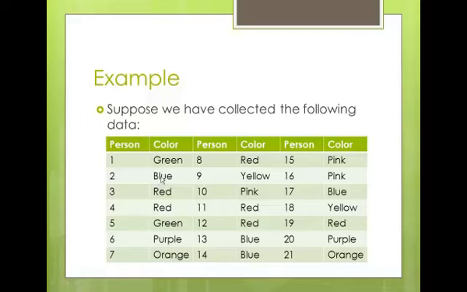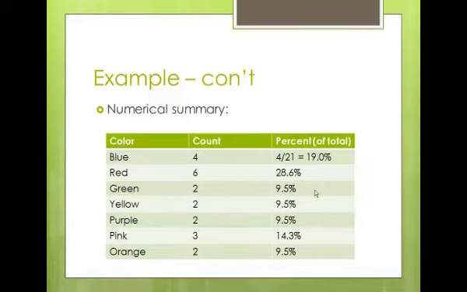Let's look at blue. Here's a blue. Here's a blue. Here's a blue. And here's a blue. That's 4. So 4 people in the blue category, and so on. So let's take a look at what this would look like. So here are all my colors listed out that everyone answered. And here are the counts that we have. 4 people for blue, 6 people for red, 2 people for green, and so on.